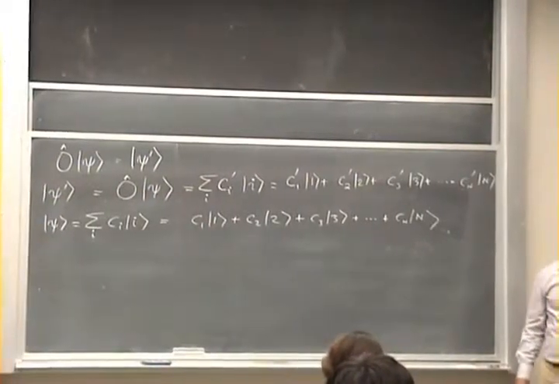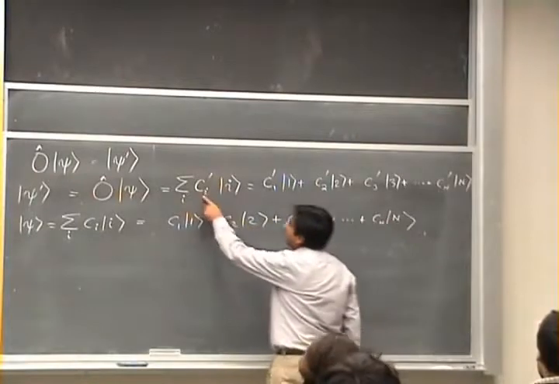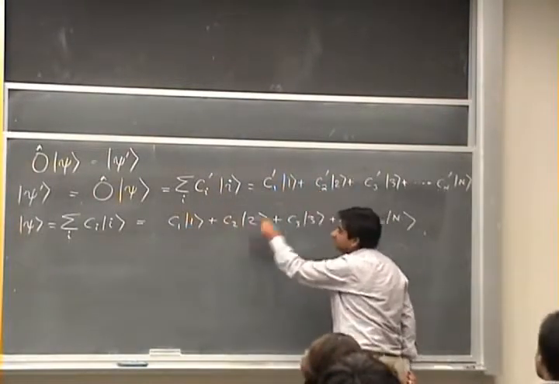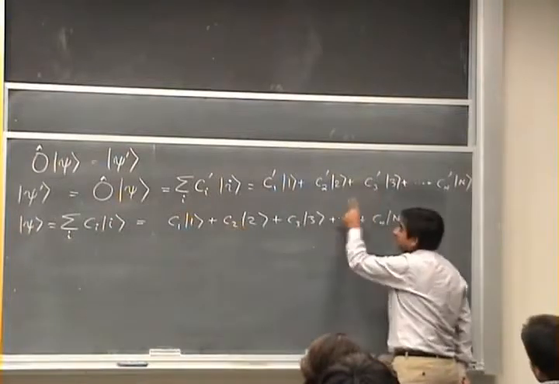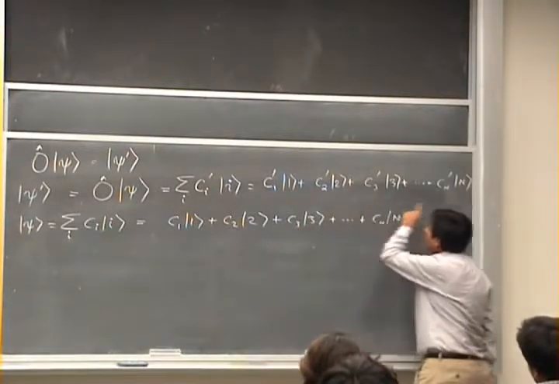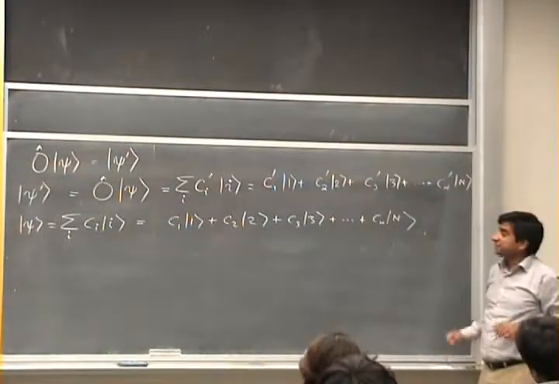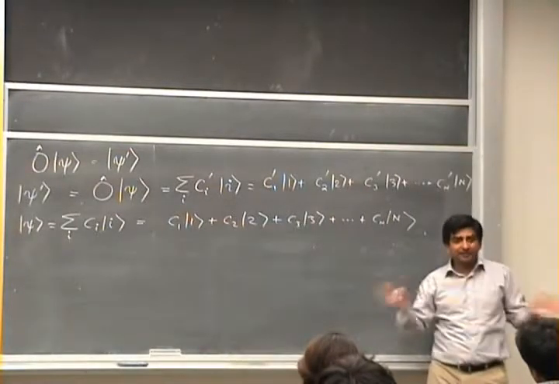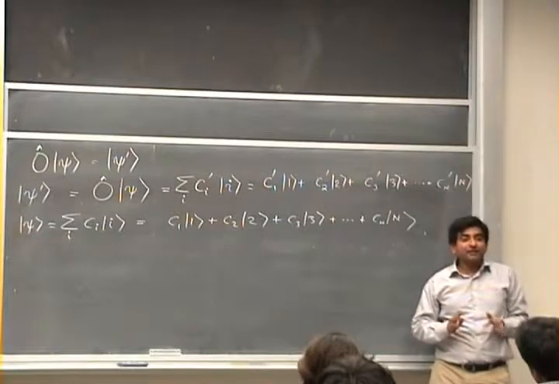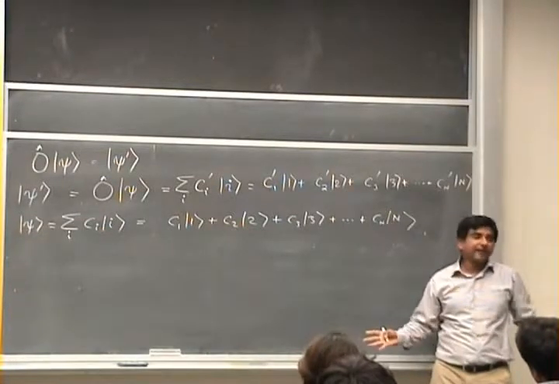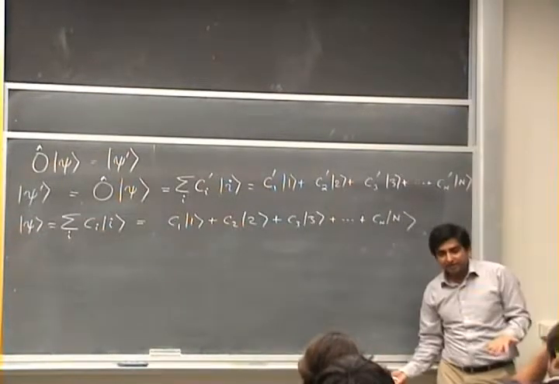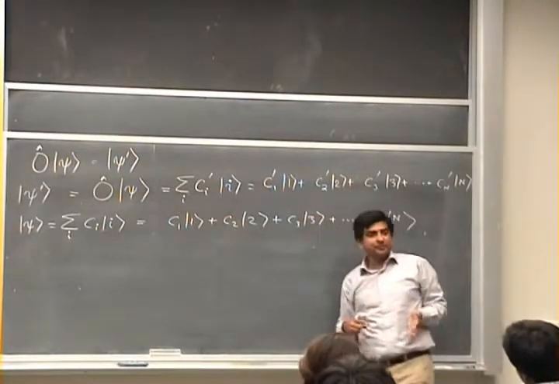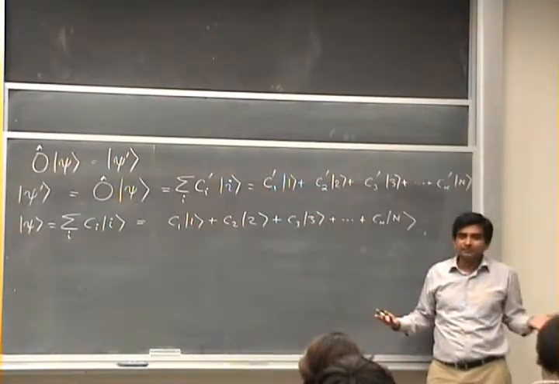If it were an identity operator, then this C1 prime would be the same as C1. C2 prime would be the same as C2. C3 prime would be the same as C3. All the coefficients will remain unchanged if your operator were just the unit matrix, just the identity matrix. But in general, the operator does something to the state. It can rotate, it can project. So in general, these coefficients, these probability amplitudes will be different.